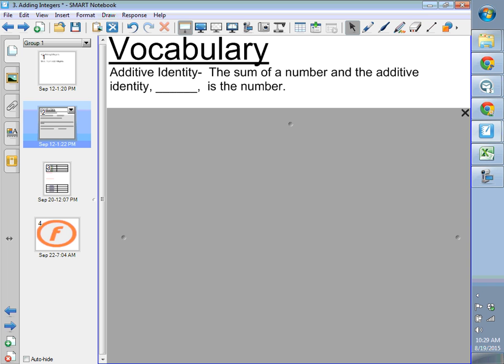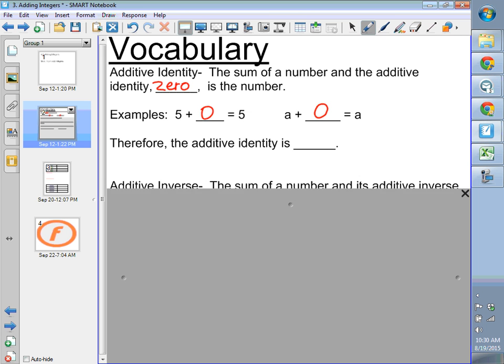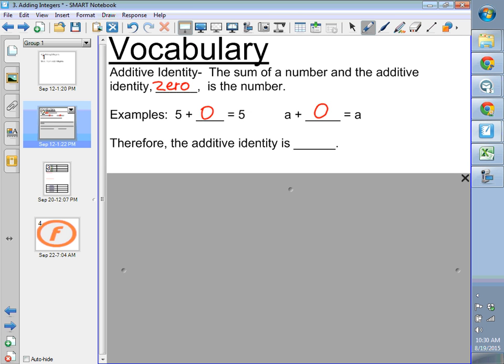Additive identity. The sum of a number and the additive identity, 0, is the number. Examples: 5 plus blank equals 5. So if I add 0 to 5, we're going to get 5. A plus blank equals A. 0 again will give me the same number. Therefore, the additive identity is 0.